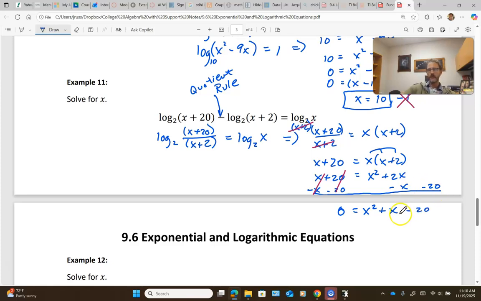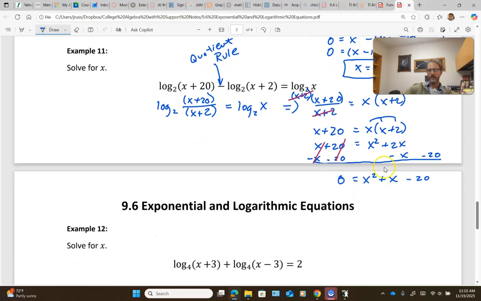And interestingly, guys, this one is factorable as well. Or you can use the quadratic formula. It doesn't matter. So I'm going to factor this. Factors of negative 20 that add up to 1, 5, and negative 4. So my factors would be x plus 5 times x minus 4.